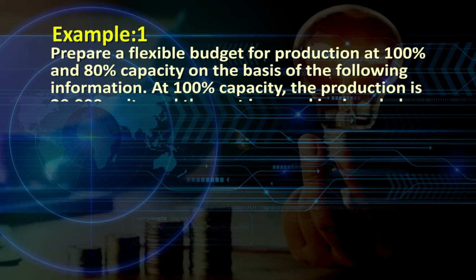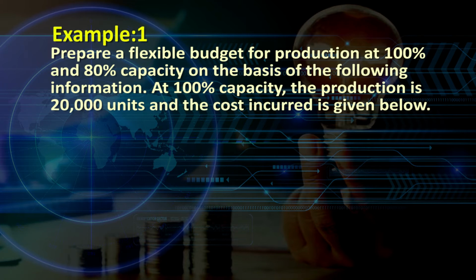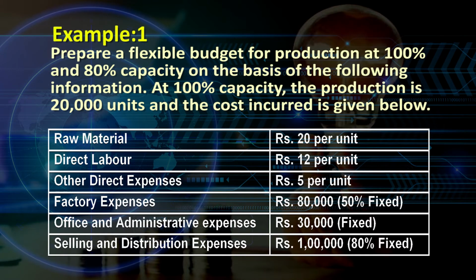At 100% capacity, the production is of 20,000 units and the cost incurred is raw material rupees 20 per unit, direct labor rupees 12 per unit, other direct expenses rupees 5 per unit, factory expenses rupees 80,000 of which 50% is fixed, office and administrative expenses rupees 30,000 which is fixed, selling and distribution expenses rupees 1 lakh of which 80% is fixed. Let us take the solution.